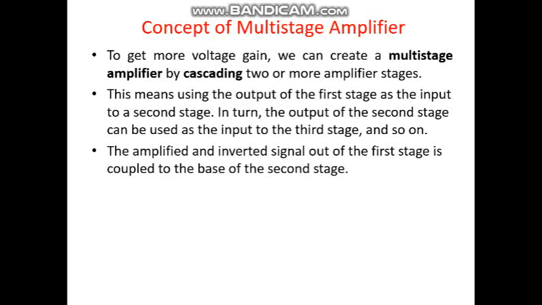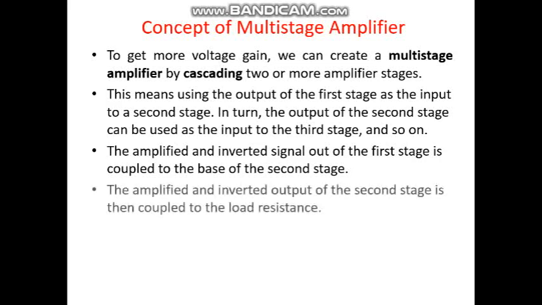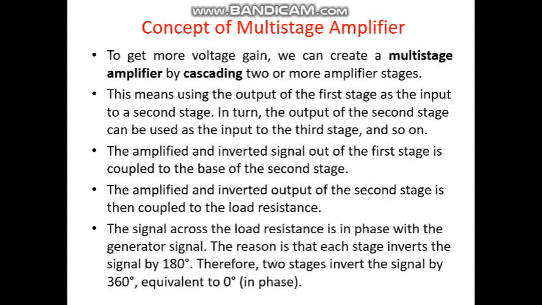The amplified and inverted signal out of the first stage is coupled to the base of the second stage. The amplified and inverted output of the second stage is then coupled to the load resistance. The signal across the load resistance is in phase with the generator signal. The reason is that each stage inverts the signal by 180 degrees. Therefore, the two stages invert the signal by 360 degrees, equivalent to 0. That means it is in phase.